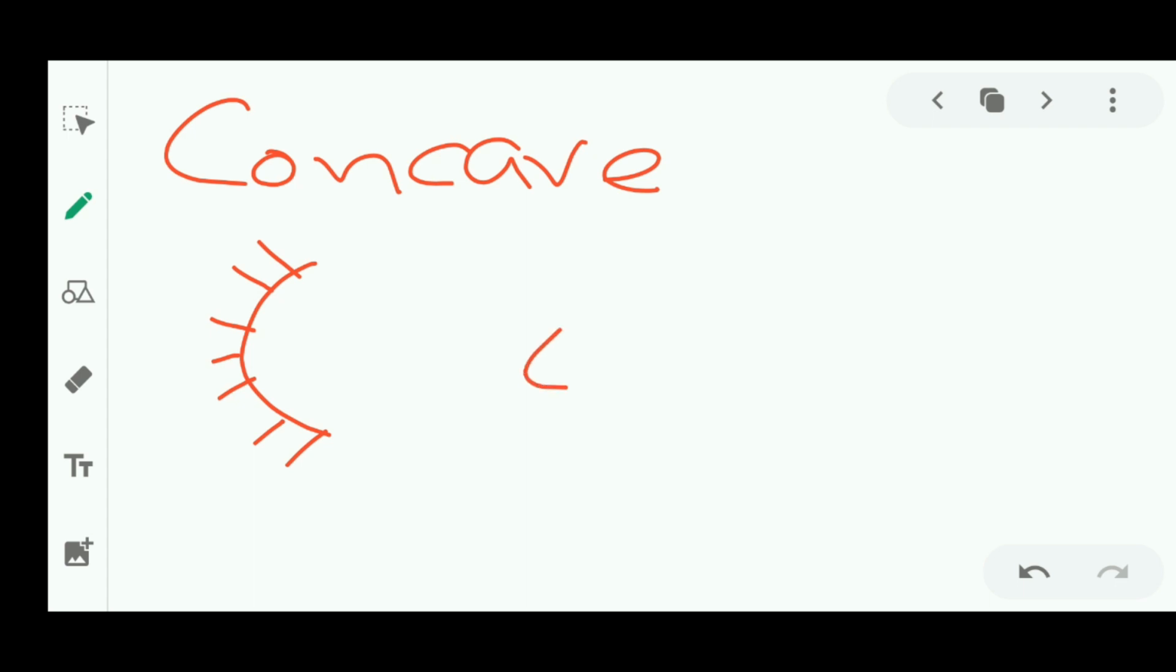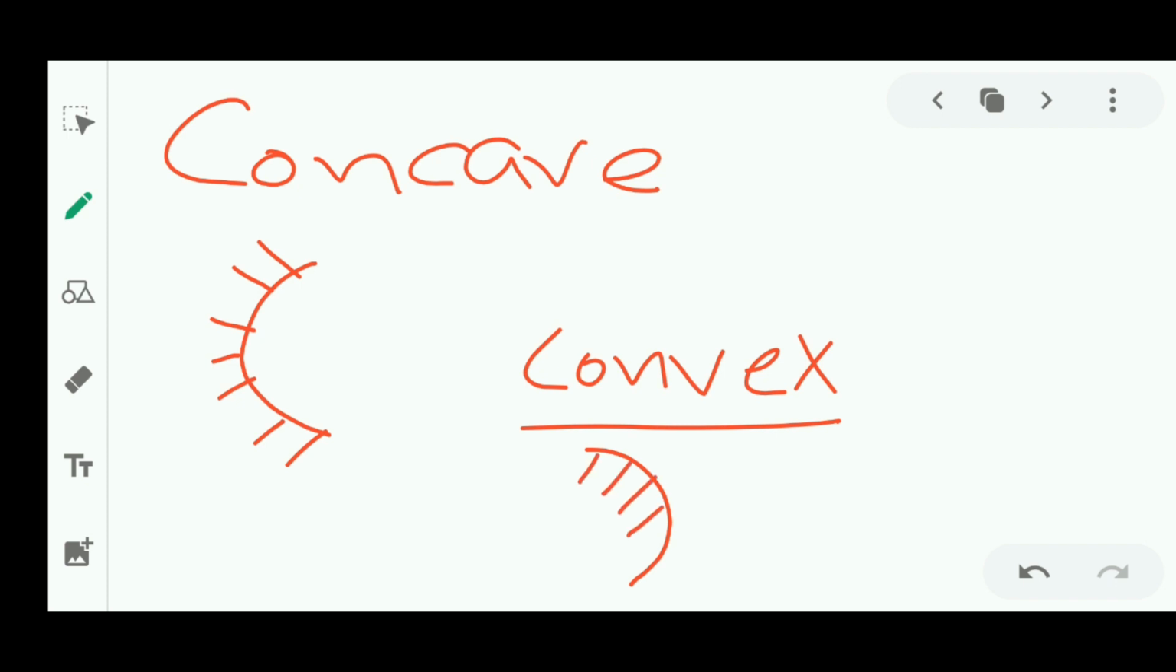And the convex mirror is the mirror which is the opposite side of the spoon. That is the outside edge. This outer edge is the convex surface. So when this outside surface acts as a reflecting surface, then it is known as the convex mirror.